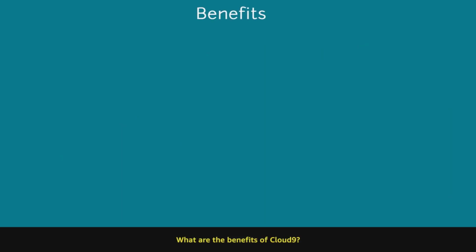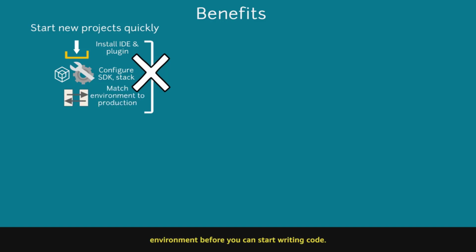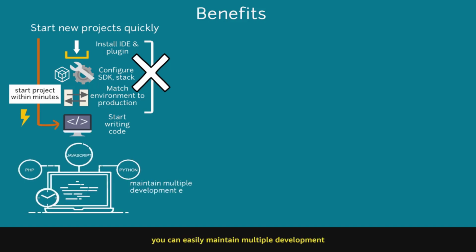What are the benefits of Cloud9? AWS Cloud9 makes it easy for you to start new projects quickly. You do not need to install, configure files, SDKs, plugins, and match the production environment before you can start writing code. This enables you to start your project within minutes. Because Cloud9 is cloud-based, you can easily maintain multiple development environments to isolate your project's resources.